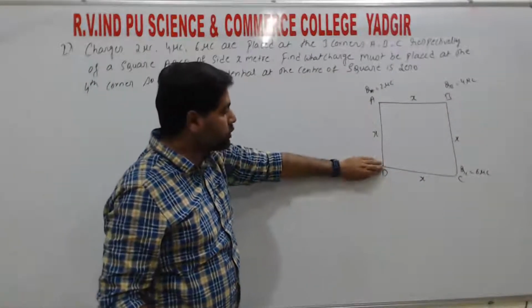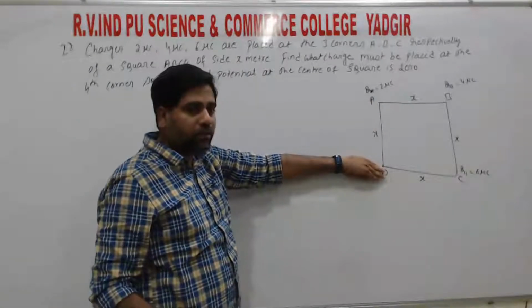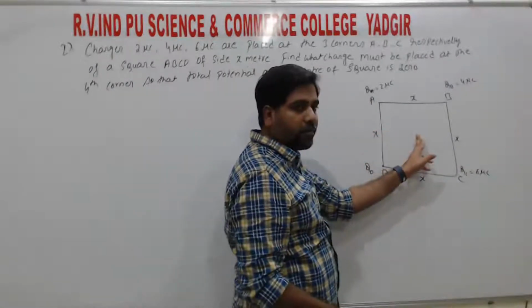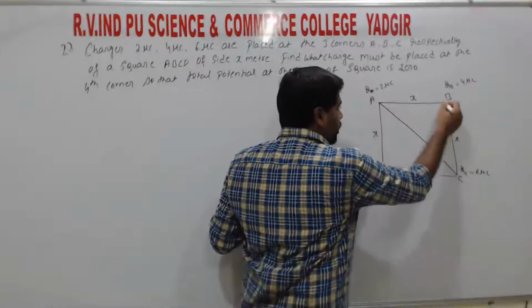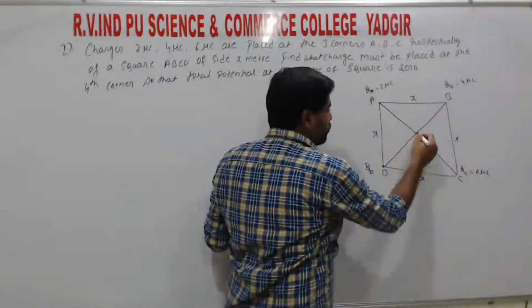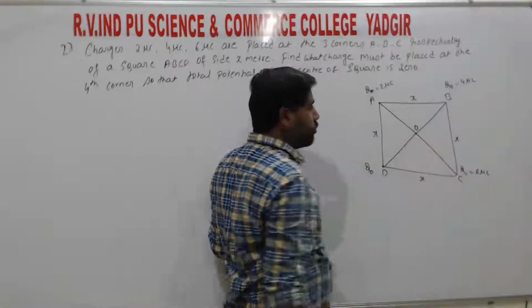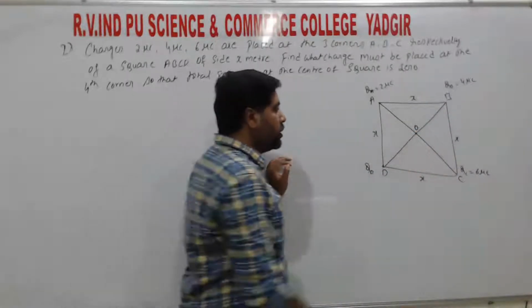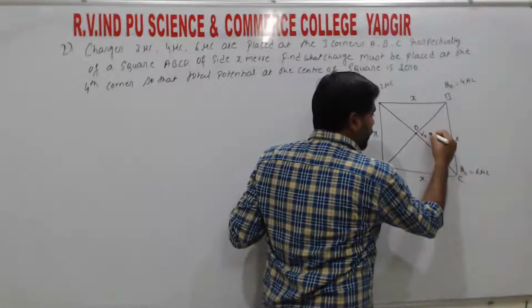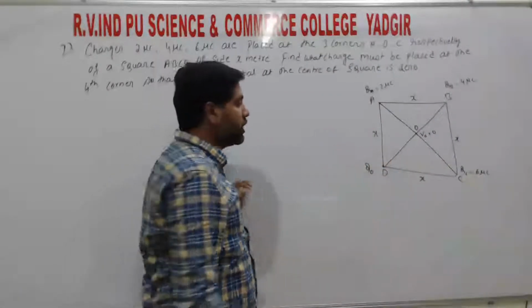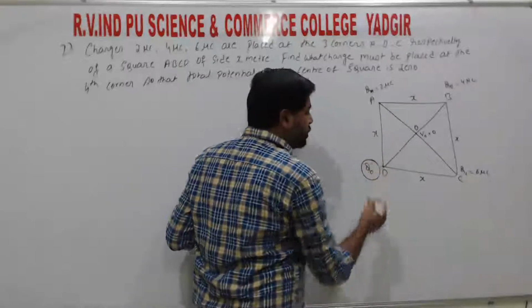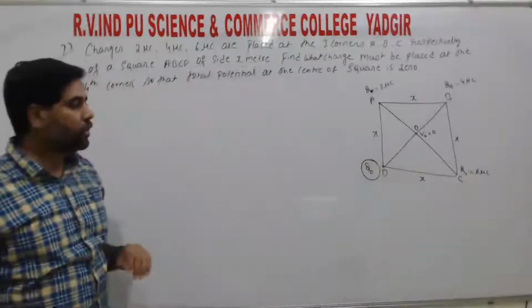So now we are placing the charge. The way we are placing it is such that the potential at the center should be 0. Center means, again, drawing the diagonals. Here at point O, O is the center of the square. So here the potential VO is equal to 0. This is the given condition, and here we are going to find the charge QD.